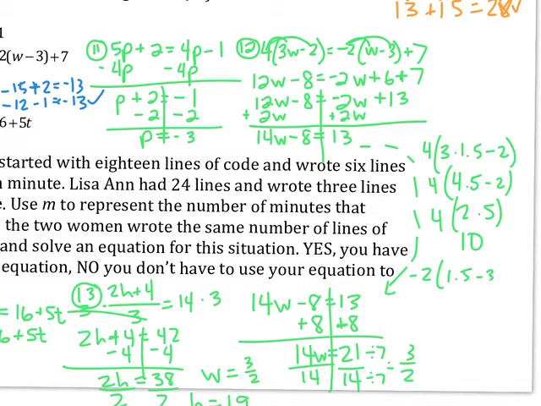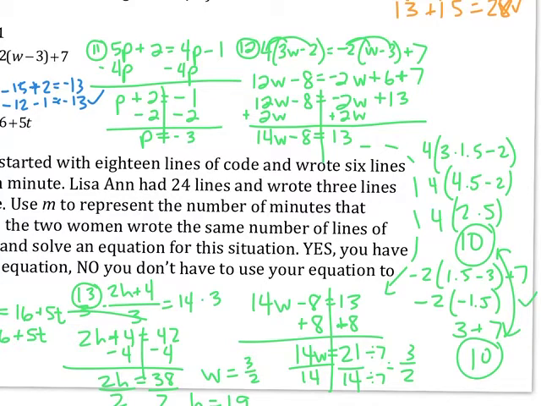1.5 minus 3, and then plus 7. 1.5 minus 3 is negative 1.5. Negative 2 times negative 1.5 is positive 3. Plus 7 is 10. We got it. They're equal. Okay?